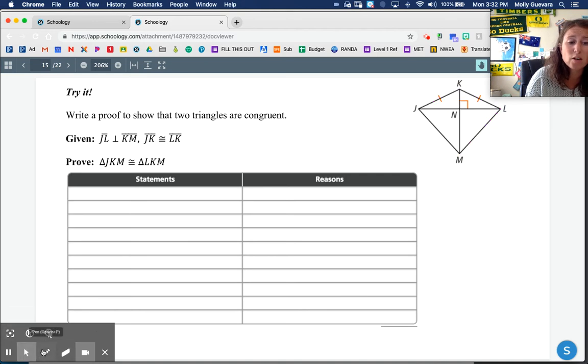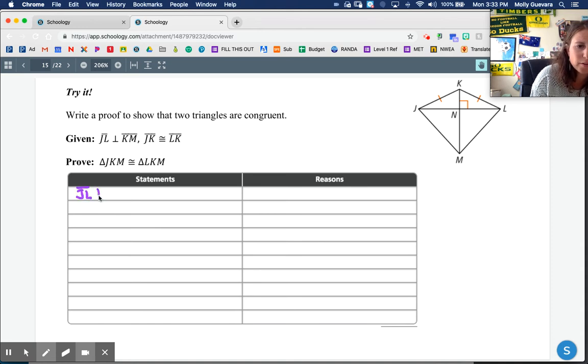Okay, so now that I know what I'm trying to prove, I can look at my information. I'm given that JL is perpendicular to KM, which means all of these angles are right angles. Okay? All of those are right angles. And I'm given that JK and KL are the same. So those are two things that I can write in the given. So the first box, right, should always be my given. So I'm given those two. And I'm given that JK is congruent to LK. That's given.